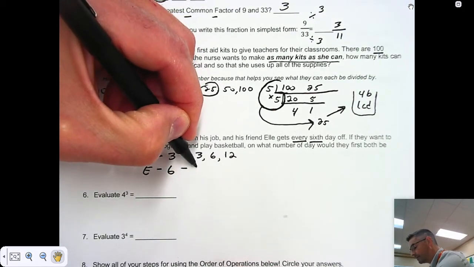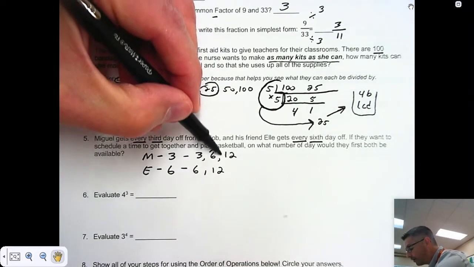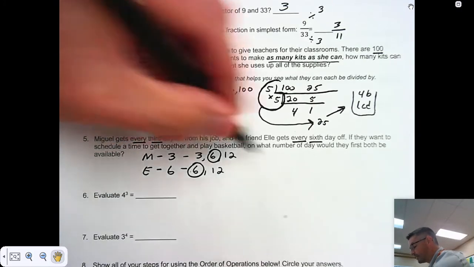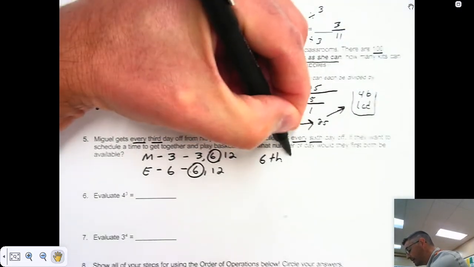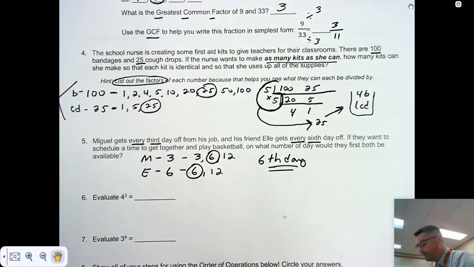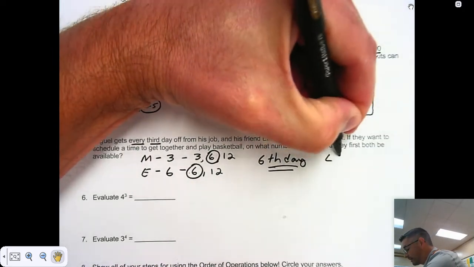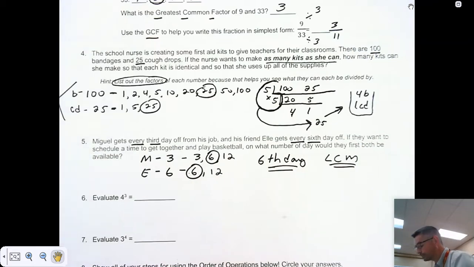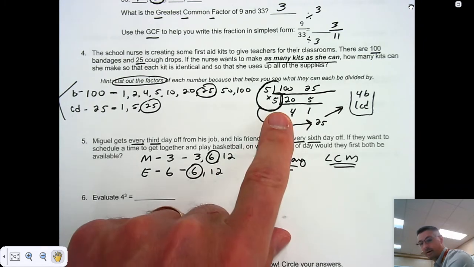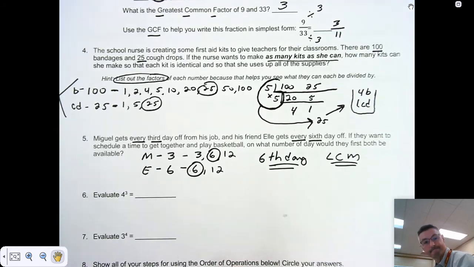The multiples of 6. 6 times 1 is 6. 6 times 2 is 12. I'm going to stop there because we already have a match. So on the 6th day, they would both have off and they could play basketball. So the 6 is the least common multiple. The least common multiple. And you can also use the upside down cake method, or I showed you prime factorization.